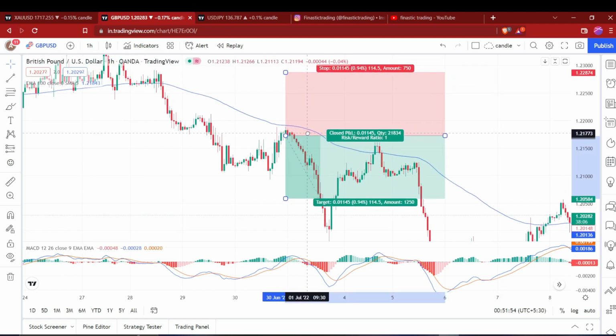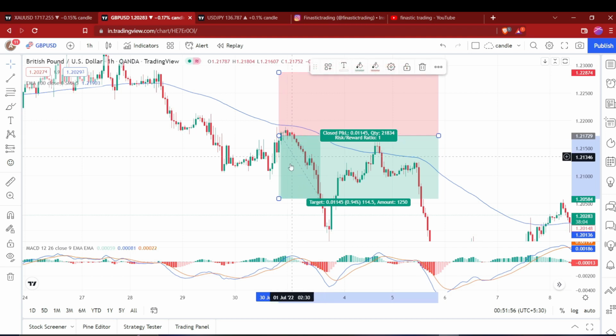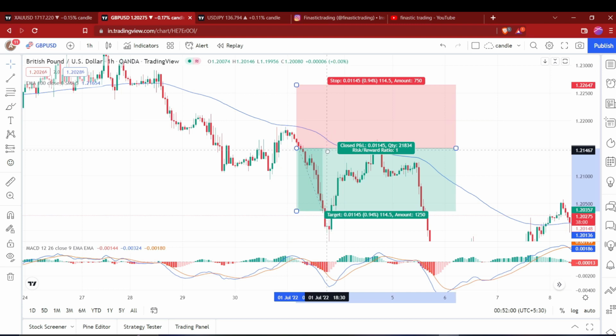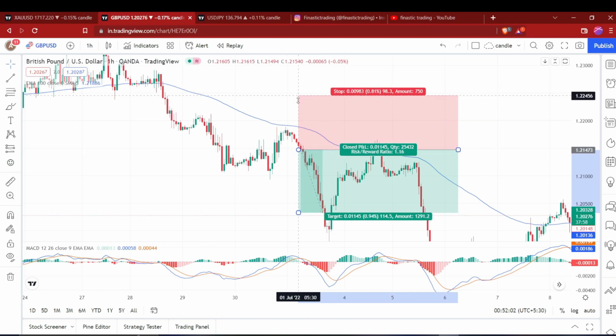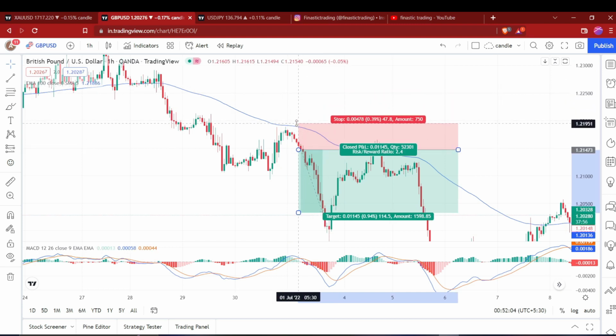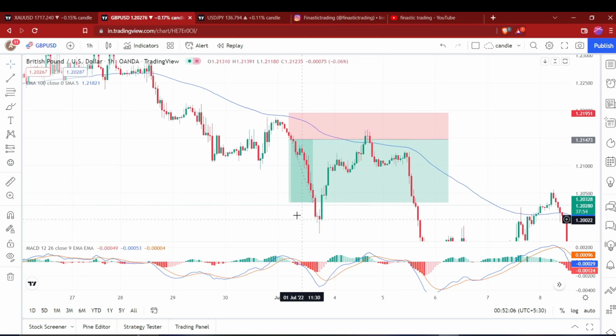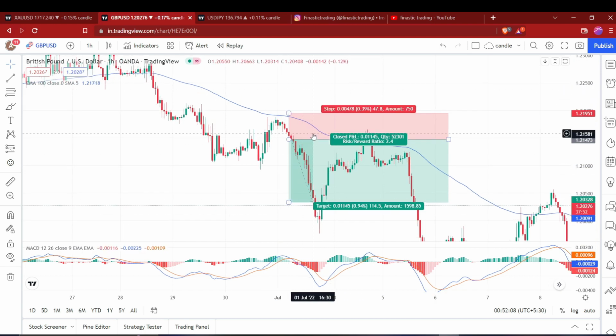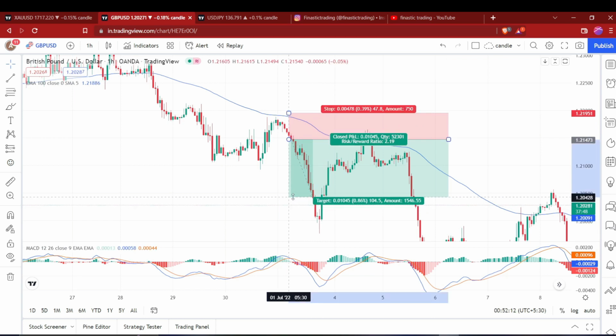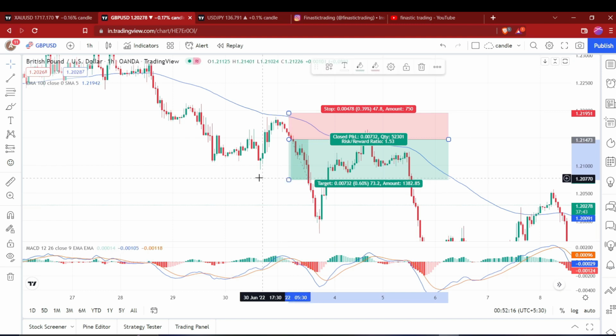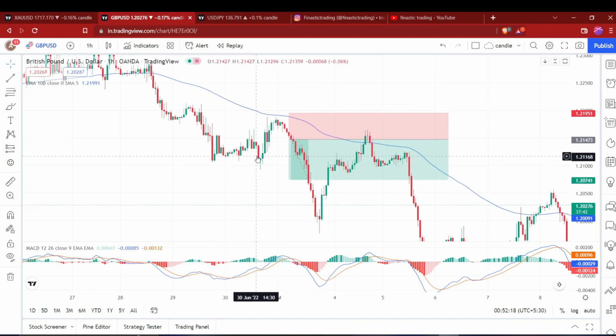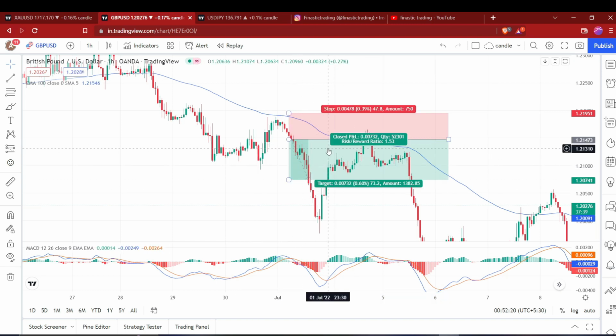So the crossover happened here at this candle. Set your stop loss just above the swing high, and your target has to be 1.5 times your stop loss. So the risk reward will be 1 is to 1.5. So this is your basic way to use this indicator.